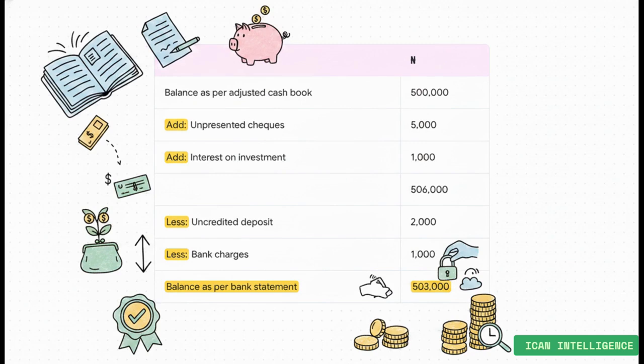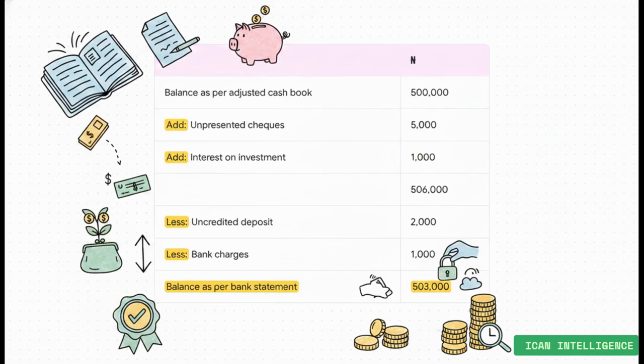We start with the balance as per our adjusted cash book, which is 500,000 naira. First, we need to account for things we've recorded that the bank hasn't yet. So we add the 5,000 naira in unpresented checks. We also add the 1,000 naira in interest on an investment that we just found out about on the bank statement. That brings our working total to 506,000.